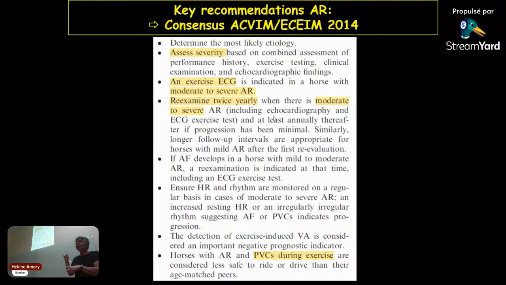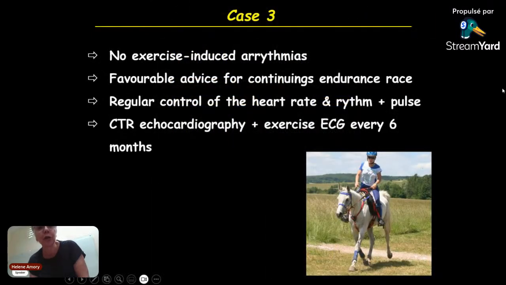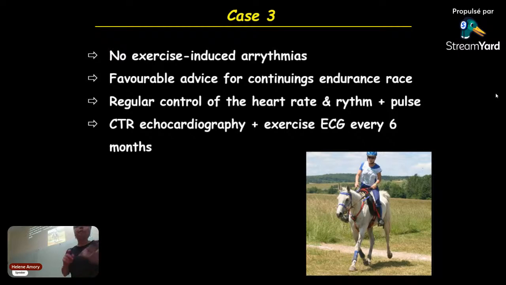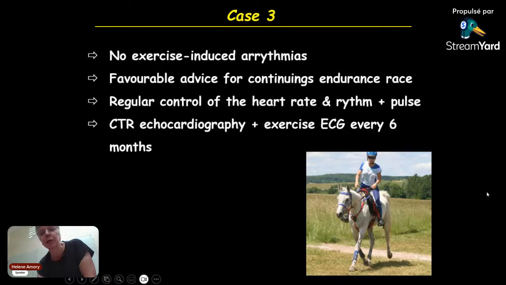Okay? And this kind of horse is able to continue to do competition for a very long time with a very slow evolution. But it's the control echocardiography that will help you in giving a more accurate prognosis. Okay? But for me, this horse can continue to do performance. And most likely, the horse will continue that for many years. I don't remember on this case, there was no exercise-induced arrhythmia. Okay? We gave a favorable advice. He continued to do the races with regular ECG and echocardiographic control.